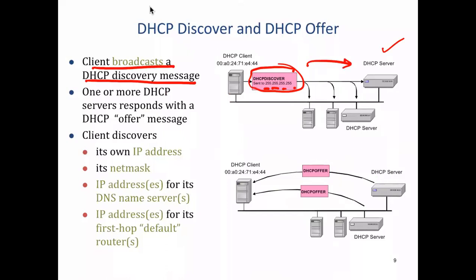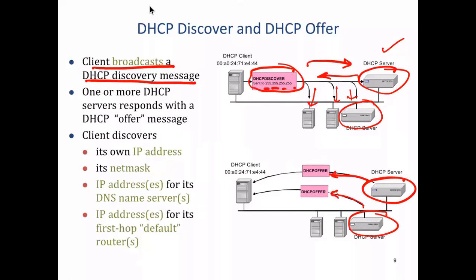Okay, all nodes, whether it may be a regular laptop of somebody, will receive it. And then the DHCP servers, there may be multiple DHCP servers, and they will respond back. So here there are two DHCP servers, they will look at the DHCP request or discovery message and respond back with the offer.